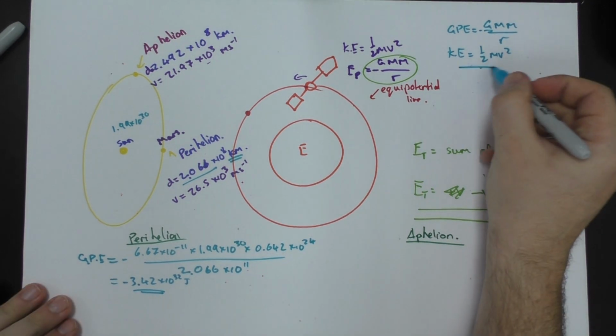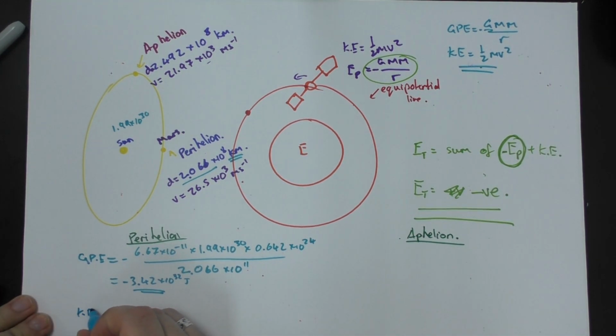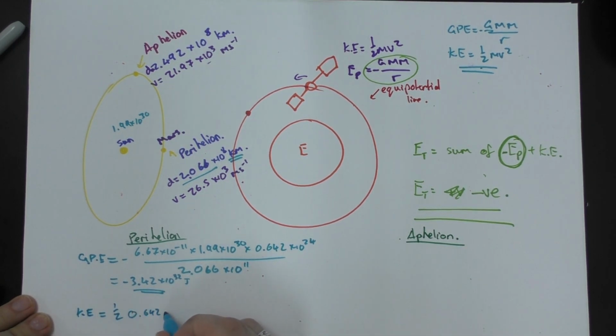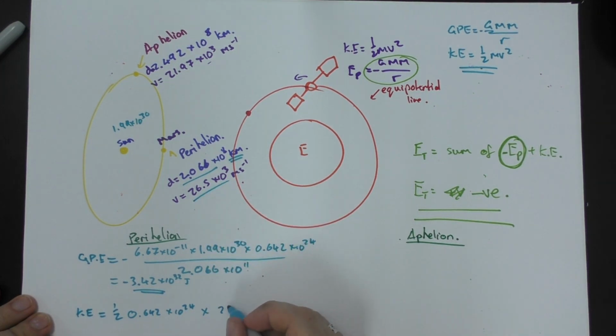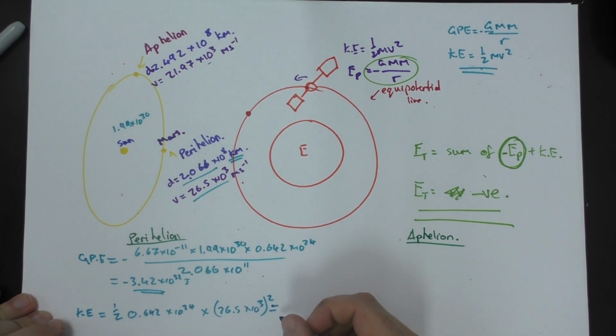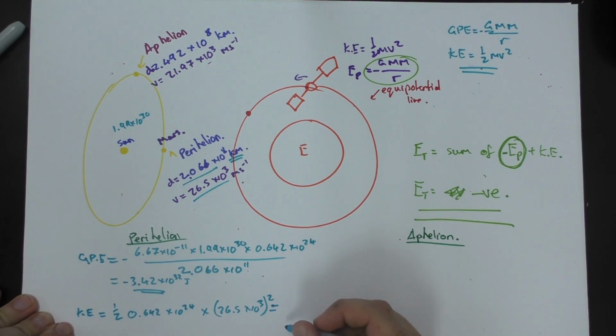Okay, now we need to work out the kinetic energy. So kinetic energy is equal to a half the mass, so that's the mass of the planet, 0.642 times 10 to the 24, times the velocity, 26.5 times 10 to the 3, squared. And when I work that out, I get 1.54 times 10 to the 32. And that's joules as well.